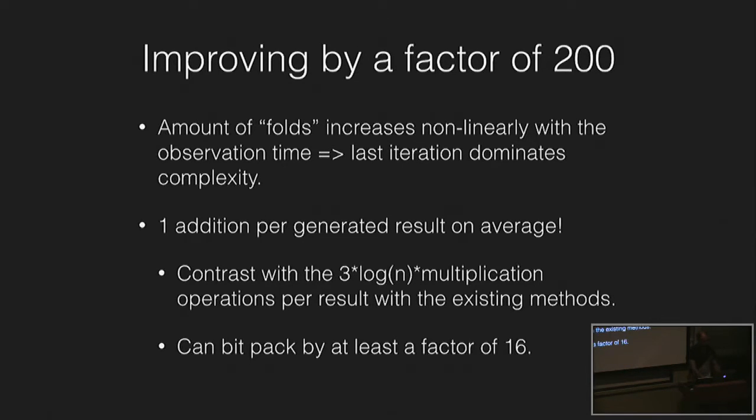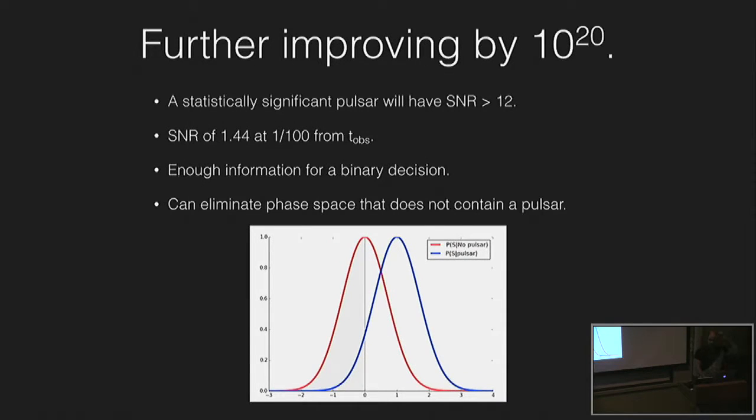Now, 200 is very good. If you scale to Einstein at Home systems, 200 is very good. But remember, the t to the 6th power, this doesn't give you that much of an edge. Okay? It's not that much of an edge. So how do you carry on to the complete Keplerian orbit? You need to improve by an additional 10 to the 20. So how do you do something like this?